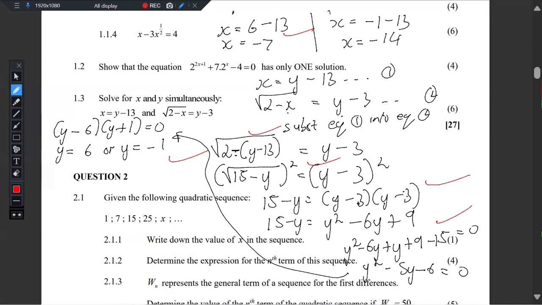So they gave marks for substitution, squaring both sides, the standard form, the factors, the x values, and the y values. Remember, if both x values are correct, and also if both y values are correct, you get a mark. Okay, then just like that, we are done with question 1, right?